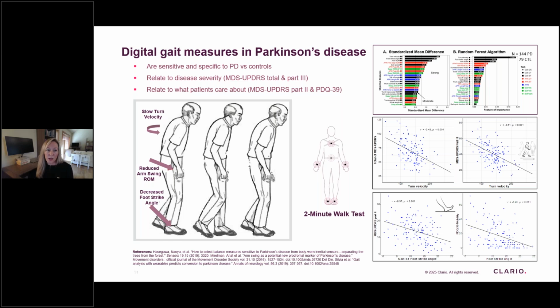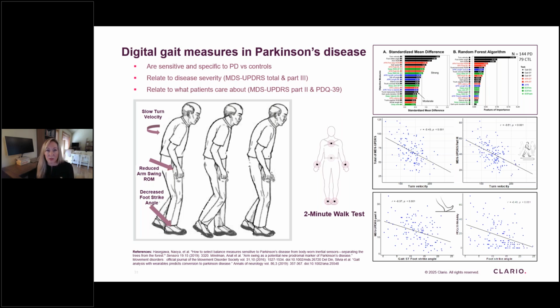Some of these top measures are slower turn velocity, reduced arm swing range of motion, and decrease in the foot strike angle. We know a classic symptom of Parkinson's disease is shuffling, so that's a good measure of that, and that can be detected earlier than the human eye if you have a sensor that is objective and very reliable from test to test retest.